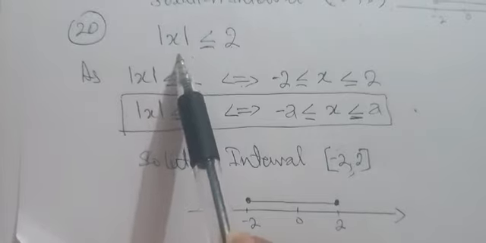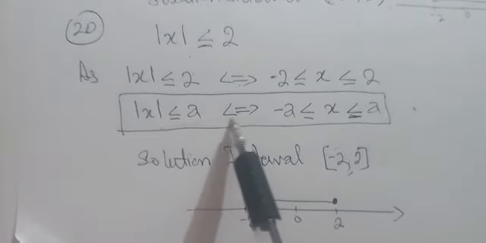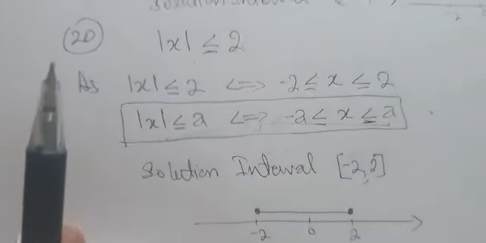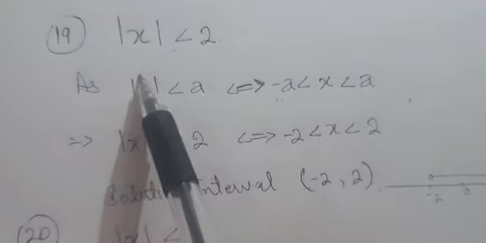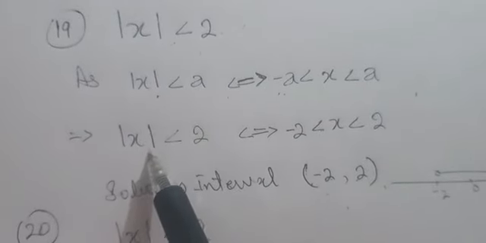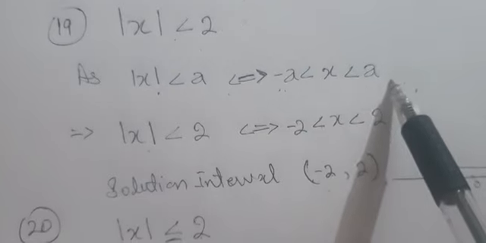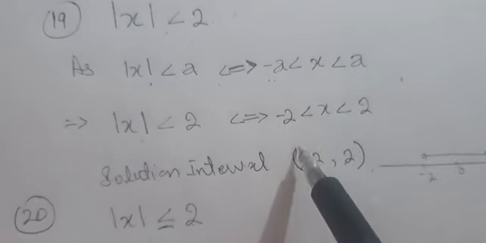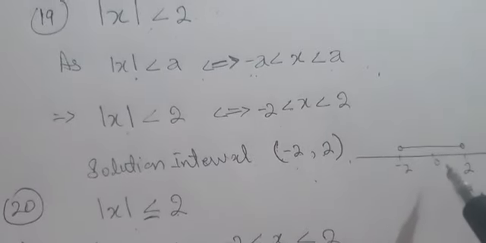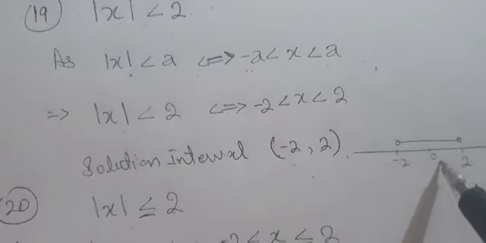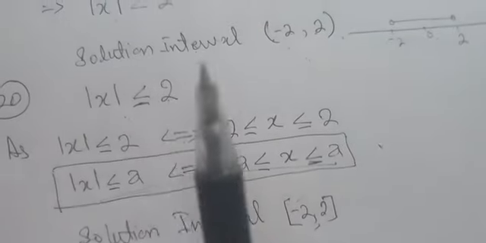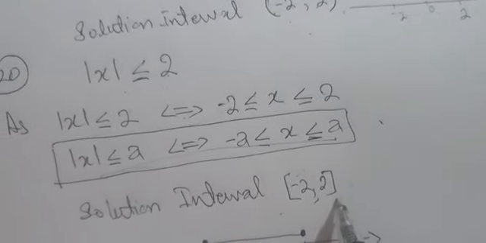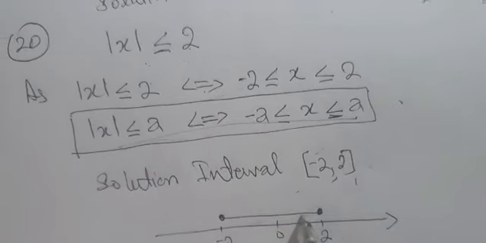So while we solve this kind of inequality, we will use this property, and whenever we have strictly less than, like here we have strictly less than 2, there we will use this property. And there we will have this open interval as the solution, and in this way we can represent it on the number line. And for this inequality we will have this solution interval. This is a closed interval and we can represent it on the number line in this way.